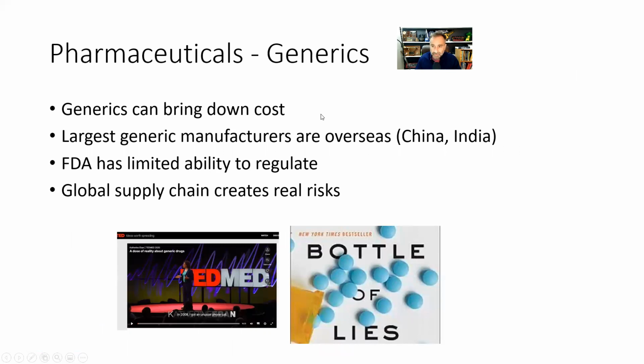So generics bring down drug costs, and it's a critical thing. The largest generic manufacturers are overseas in China and India. India, in particular, has a huge pharmaceutical industry. And the FDA is really great at regulating in the United States, right? Because it's a U.S. agency, and the FDA has guys and gals with guns and badges, and they can come knocking on your facility if you are a drug manufacturer operating in the United States. But the Chinese government and the Indian government don't feel so great about U.S. law enforcement people showing up in their country with their guns and badges. So it's a very different animal.